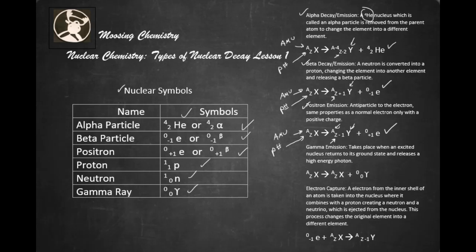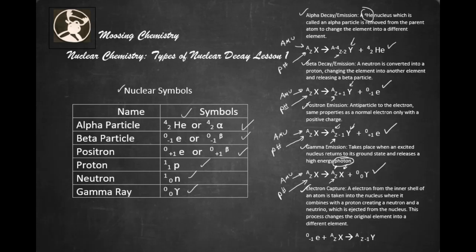Okay, gamma emissions. Now, gamma emissions take place when an excited nucleus returns to its ground state and releases a high energy photon. So again, here's our AMU, and here's our atomic number, which is the number of protons. So that's why we call it the Z number. Our element stays the same. Our AMU stays the same. Our atomic number stays the same. But we release a photon, which is a high energy particle, and it's a gamma emission.